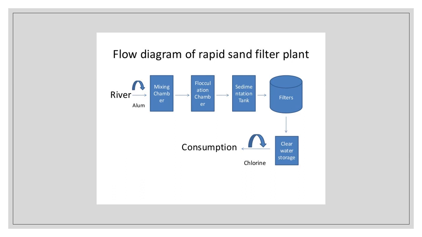Here's a diagram showing you how chlorination is actually an adjunct to filtration. You can see that alum is added to the river water. That's the process of coagulation. You have the mixing chamber, the flocculation, the sedimentation, and then you filter the water. At this point, we end the filtration process and we store the water. But before we can consume it, we do need to disinfect it with some chlorine.